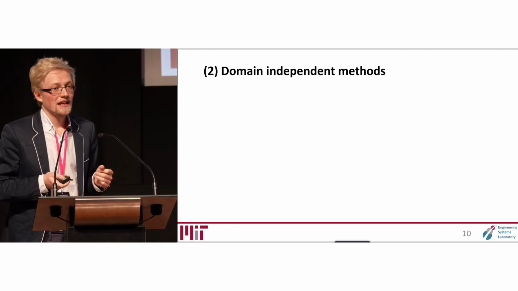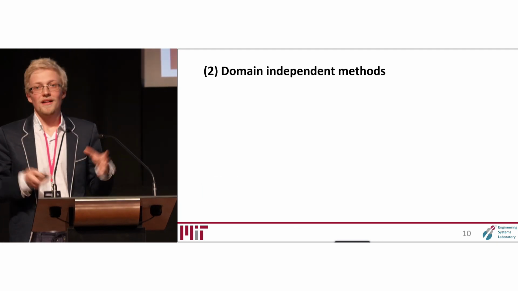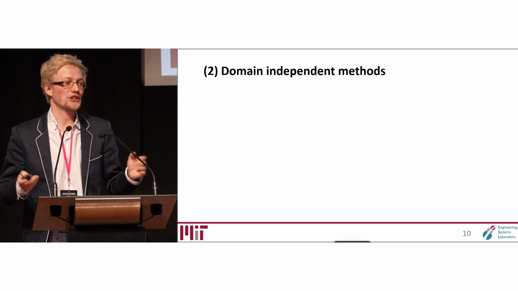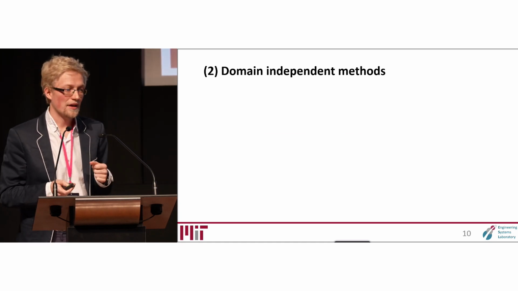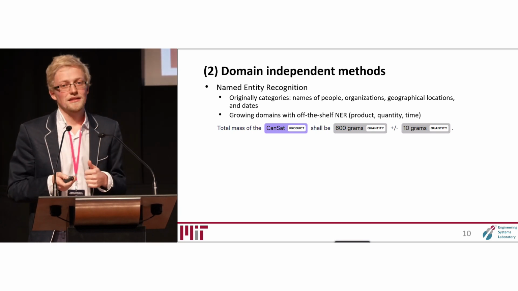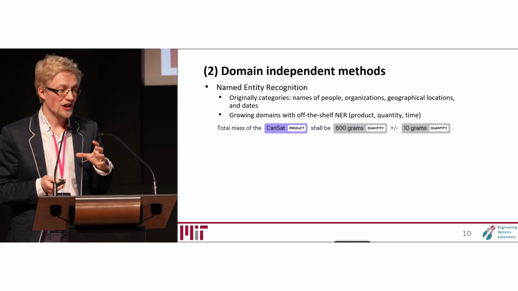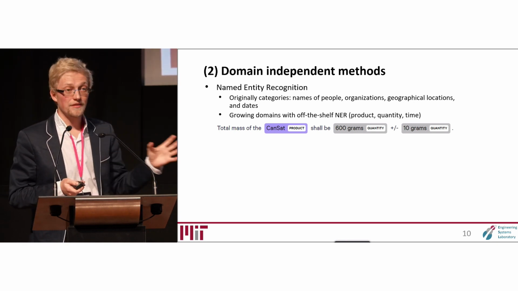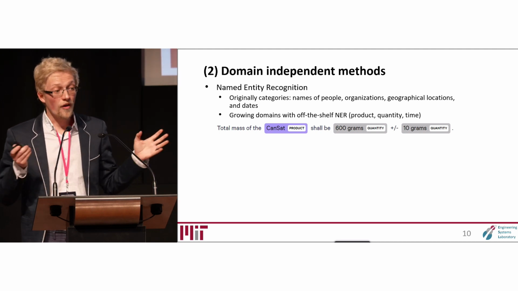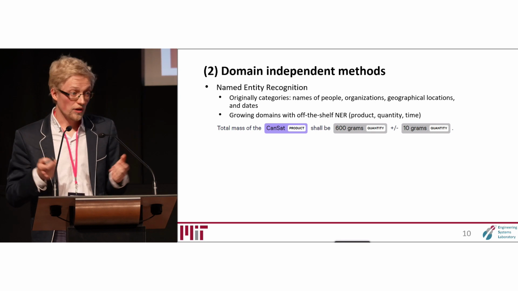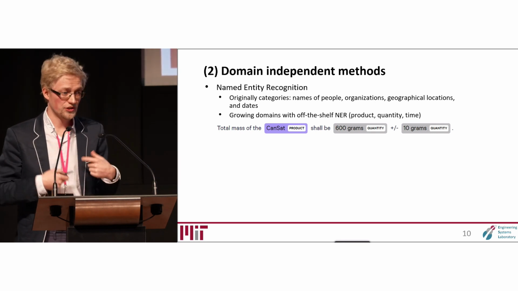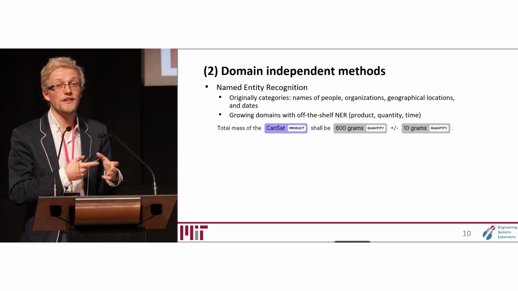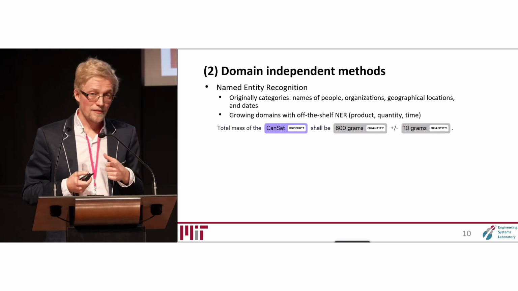Now, a different technique takes a step back and says, well, let's just take things that people have done in natural language processing in other domains that are generally English related. And so these are domain-independent methods. So one type of technique that's called named entity recognition has been applied, and models have been trained to do this for specific categories that have so far been more general in purpose, so names of people, organizations, geographical locations, dates.